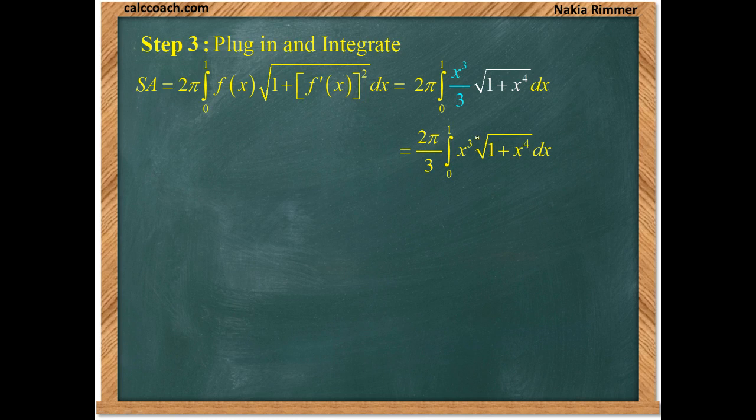Because x to the 4th is 1 degree higher than x cubed, that's a hint that you should try to go for u substitution. Let u be 1 plus x to the 4th. Its derivative is 4x cubed dx. And so we take 1/4 of du, that's going to take the place of this x cubed dx. Don't forget we have a 2 pi over 3 also out there. And we take the 1/4 out, and then the root will be replaced by u to the half.